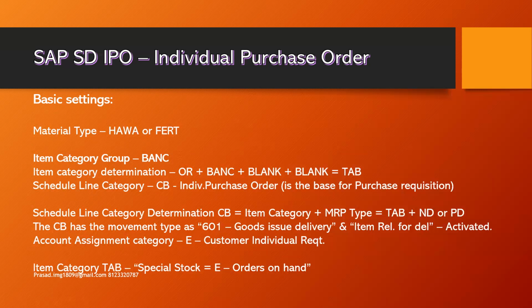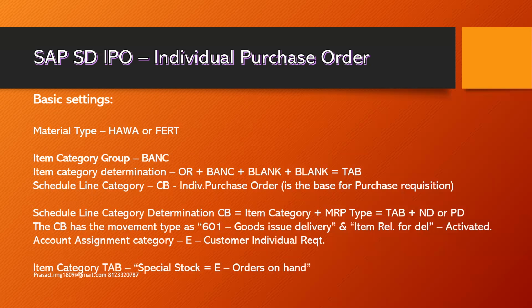So here the account assignment category is E, customer individual requirement, and also in the item category TAB, the special stock is equal to E, that is orders on hand. So in the stock overview, we can see that whatever stock we are requesting from the vendor, the vendor delivers the same products to us. So we are taking into our premises, that is into our plant.